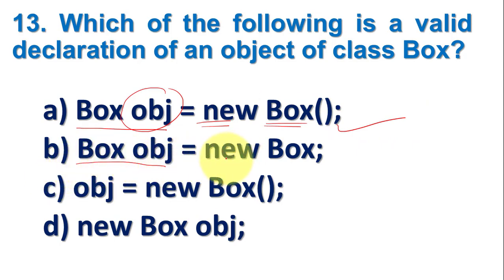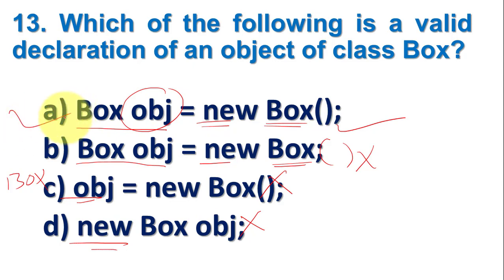Box obj seems correct. New is correct. Now here you don't have parentheses, so this is wrong. Obj, but here class name is missing, so this is also wrong. This is also wrong. Okay, so A is the right answer.